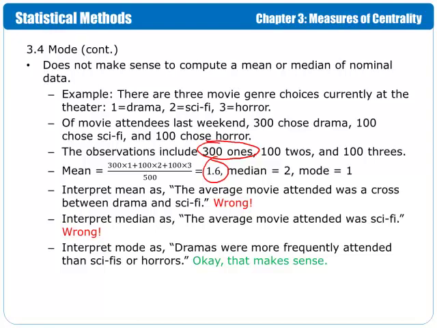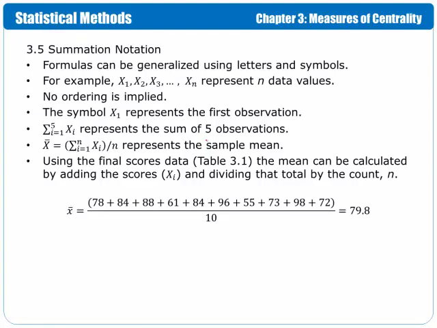But the interpretation of the mode is dramas were more frequently attended than sci-fis or horrors, which is okay because it makes sense, and that's really what we're trying to say. So it would be inappropriate to use a mean or a median for nominal data, but it is very appropriate to use a mode. Now let's look at some summation notation.